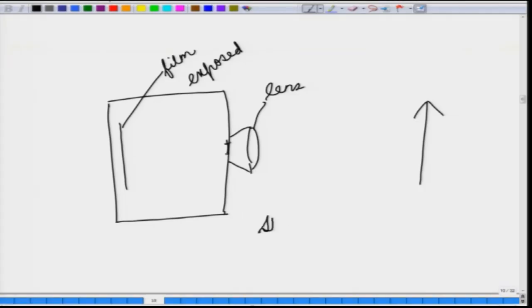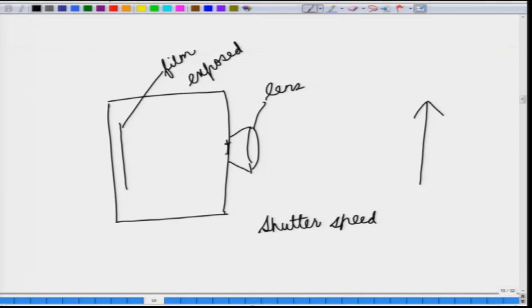So, it will depend on the shutter speed. Suppose you have a shutter that moves very fast. In that case it will expose your film for a very short period of time, whereas if you have a shutter that opens for a very long period of time and then it closes, in that case your film will be able to get more amount of light. So, the amount of light that you are getting here depends on the shutter speed. The second thing it depends on is the aperture.